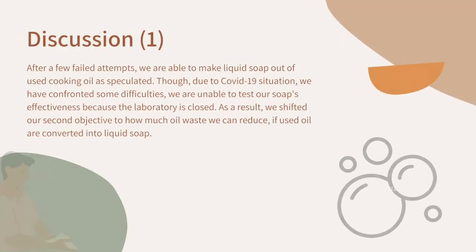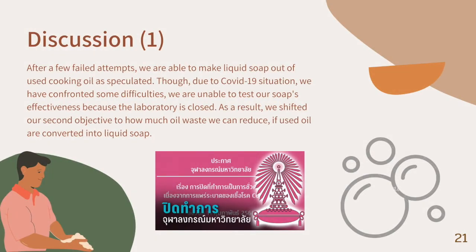Discussion 1. After a few failed attempts, we are able to make liquid soap out of used cooking oil as speculated. Though due to the COVID-19 situation, we have confronted some difficulties. We are unable to test our soap's effectiveness because the laboratory is closed. As a result, we shift our second objective to how much oil waste we can reduce if used oil is converted into liquid soap.